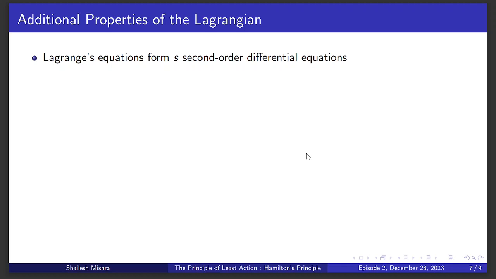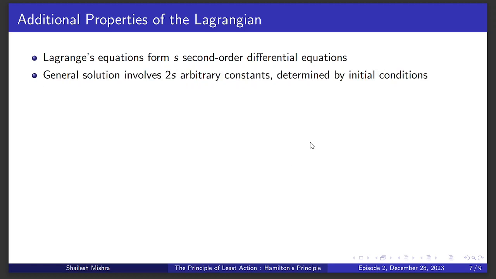Let us look at some intriguing properties of the Lagrangian, which deepen our understanding of its role in physics. First up, Lagrange's equations. They form a set of second-order differential equations. In practical terms, this means the motion of our system is described by equations that need initial conditions, like where everything is and how fast it's moving, to predict future behavior.